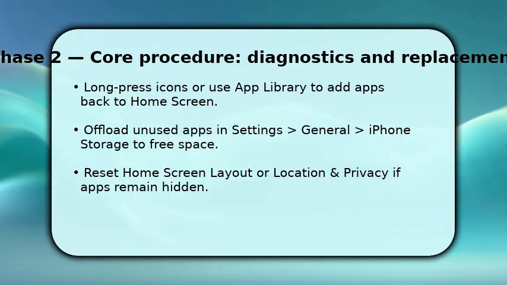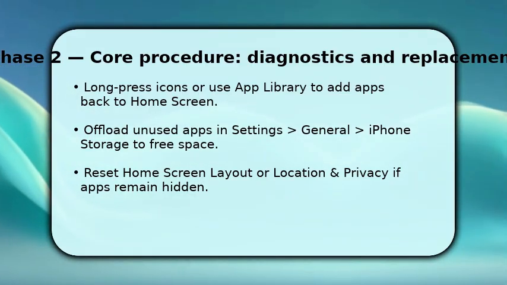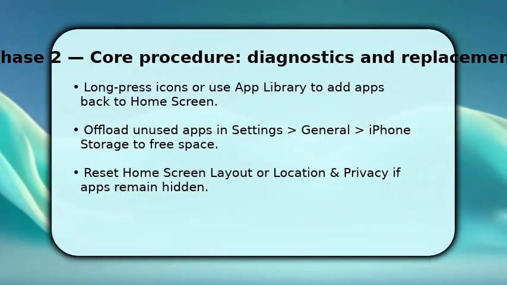If apps still won't show, reset the home screen layout or reset location and privacy to clear buggy permissions. Make sure to restart the phone after resets to apply changes fully.